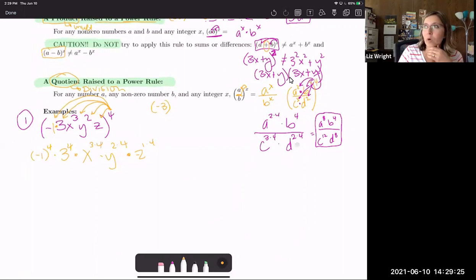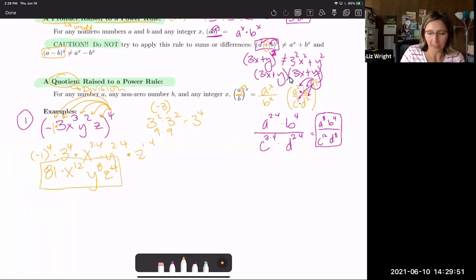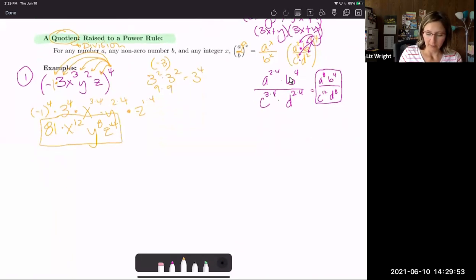And then 3 to the 4th, I like to think, well, 3 squared is 9, and 3 squared times 3 squared is the same as 3 to the 4th, right? And this is 9 times 9, which hopefully you guys know, and that's 81. So we get 81 times x to the 12th, y to the 8th, z to the 4th. And that's our answer. That's as far as we can go. Let's try another one.